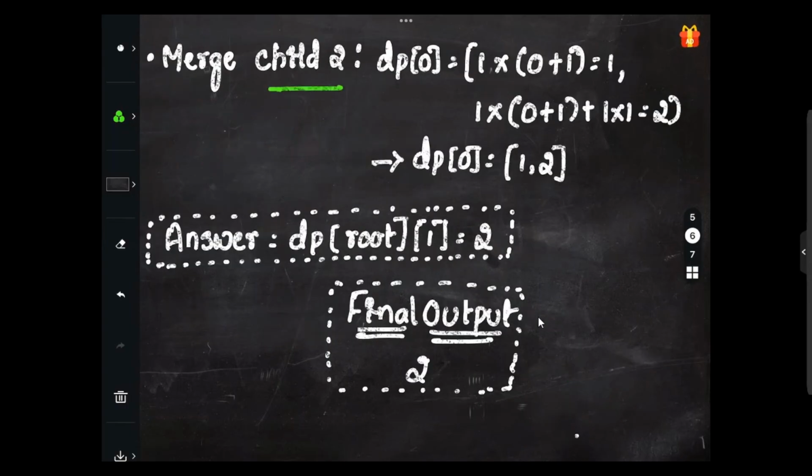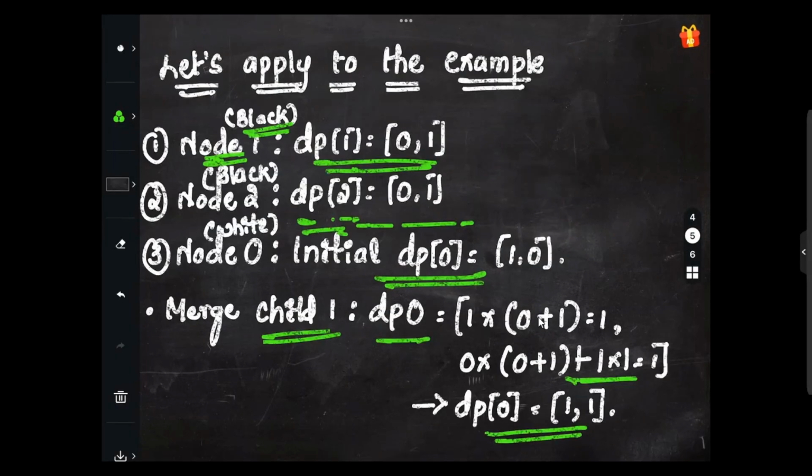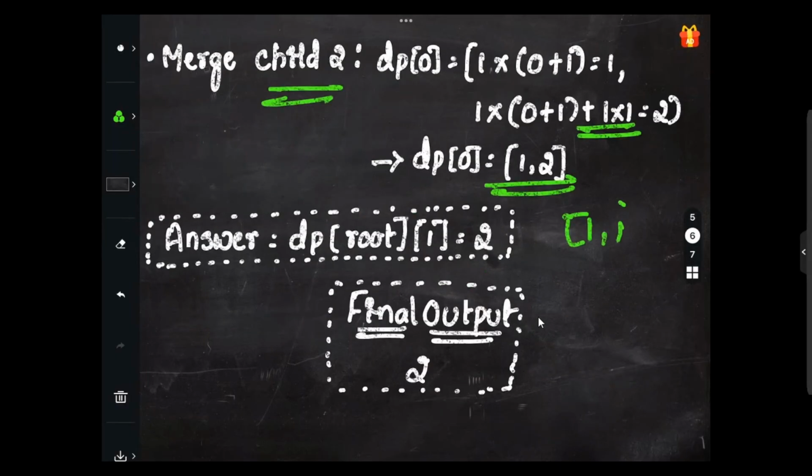So we have to merge the child 2 as well. Child 1 and child 2 we have to merge, right? The same formula will be applied here, and we will be getting 1 comma 2. First we have got 1 comma 1, next we got 1 comma 2, right? So 1 comma 1 and 1 comma 2, totally we got 2. So the answer, dp of root 1, is nothing but 2. We have got dp of 0 equals 1 comma 1 and dp of 0 equals 1 comma 2 here in this case.